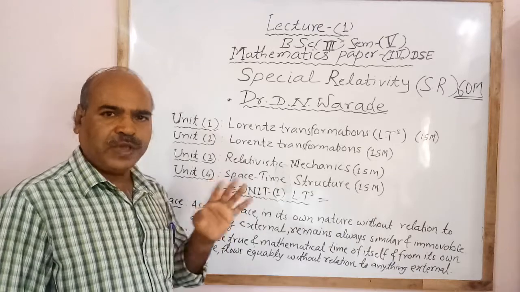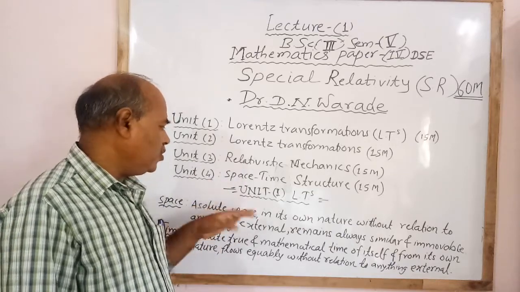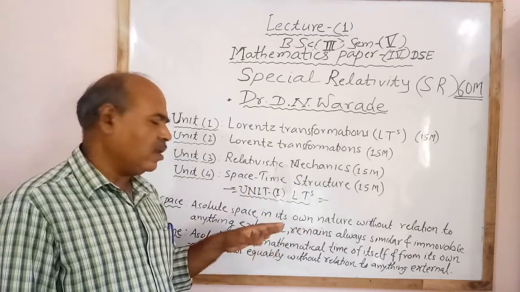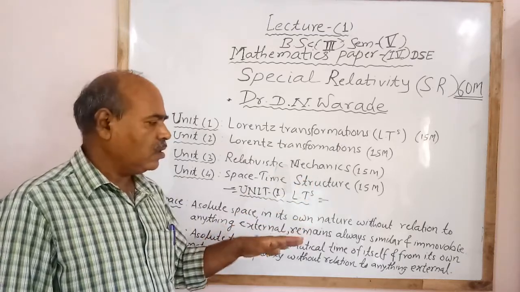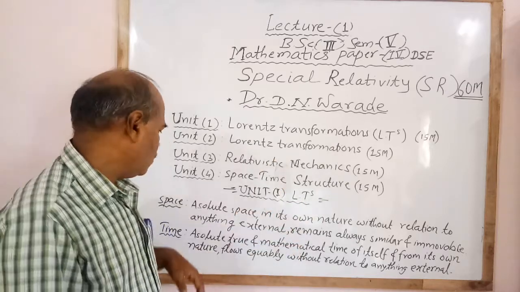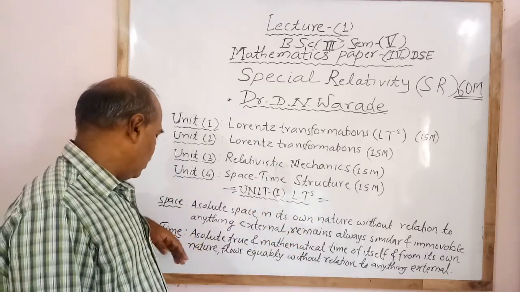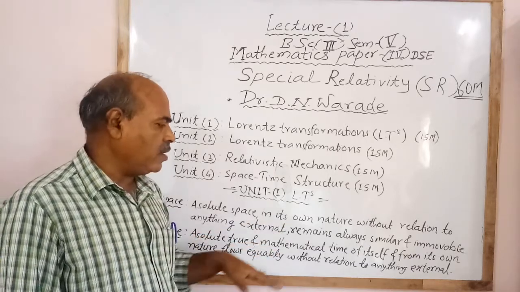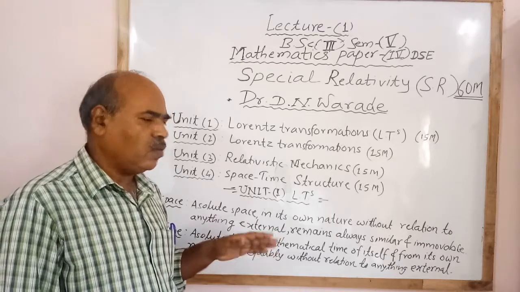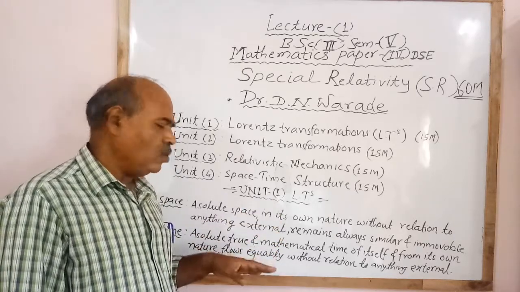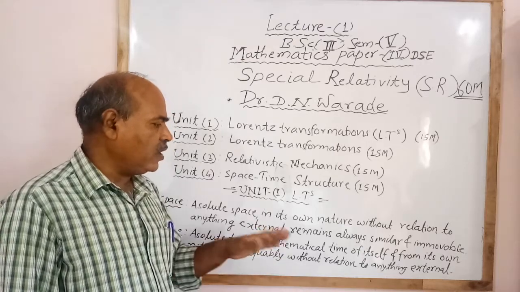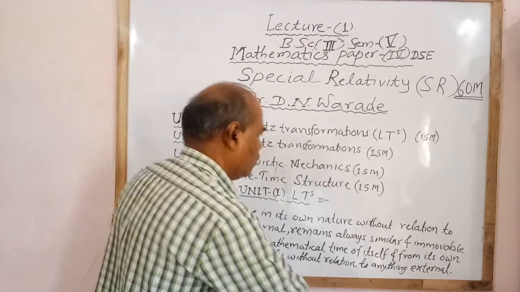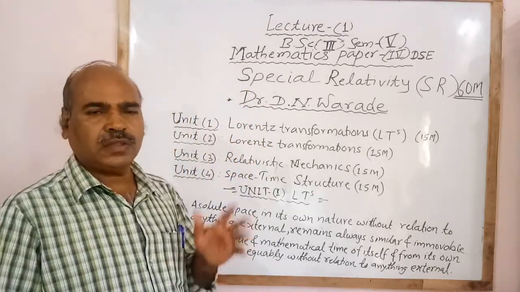We'll see the definition of space. Absolute space, in its own nature without relation to anything external, remains always similar and immovable. Then the definition of time: absolute, true and mathematical time, of itself and from its own nature, flows equably without relation to anything external. Then we see Newton's three laws of motion.